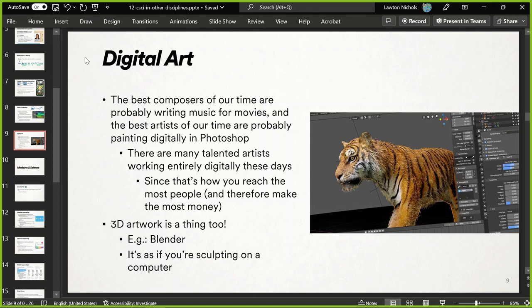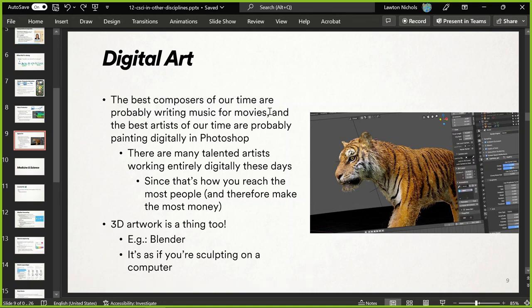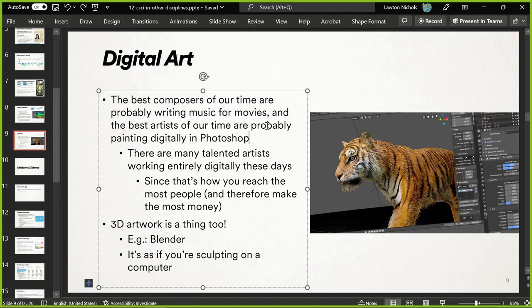And then finally, we have, of course, art. Just art itself. Digital art, thanks to computers. Now everybody's making art digitally. So here's a quote that I found on the internet somewhere that I'm paraphrasing. The best composers of our time are probably writing music for movies, right? Because that's where all the money is these days. You're not really making a ton if you're just a concert composer. So the best composers are writing movie scores, and maybe the best artists of our time are just painting digitally in Photoshop. That's definitely a possible thing.